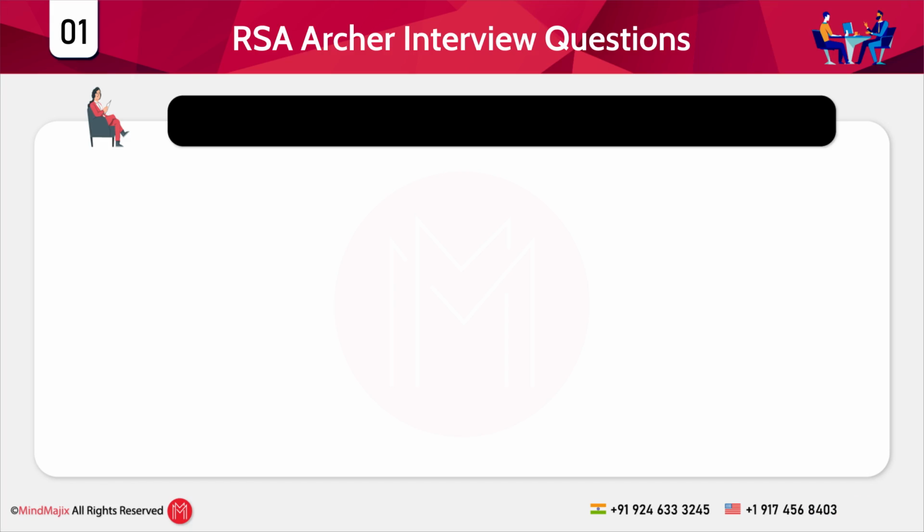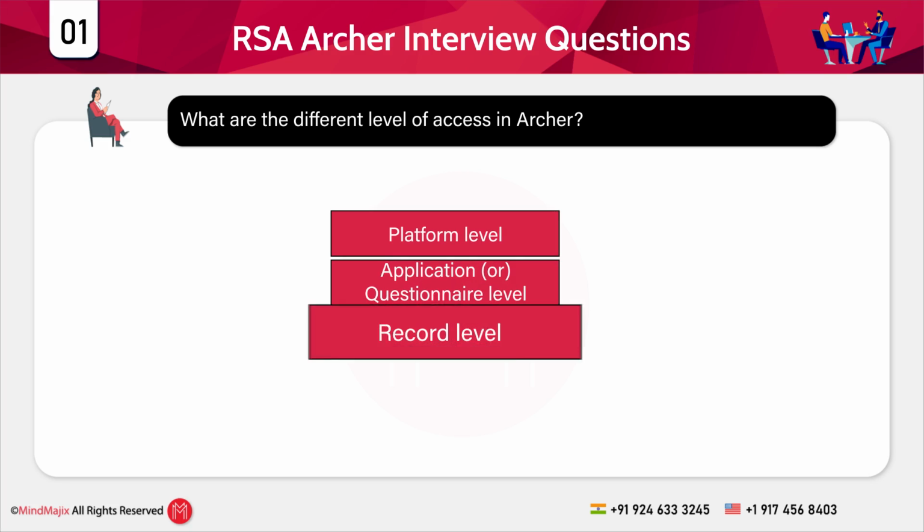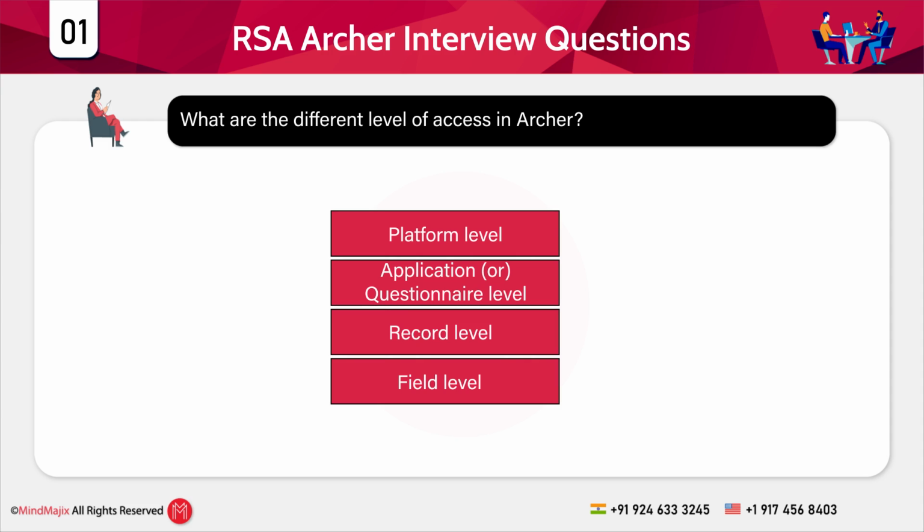So here comes the first question, which is, what are the different levels of access in Archer? Now, when I talk about the different levels of access, the answer is that there are 4 levels: the platform level, application questionnaire level, record level, and the field level.